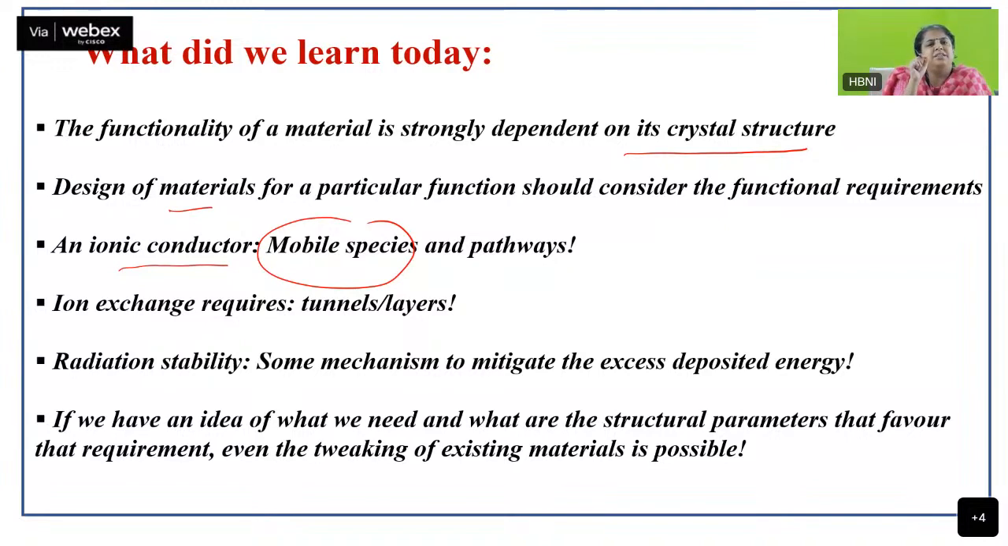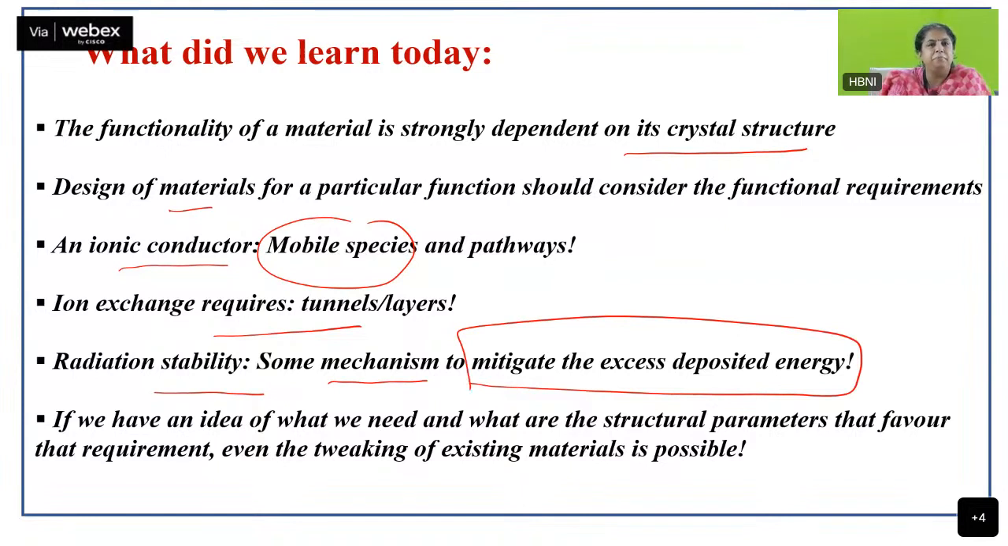So this little understanding will help you understand what you want from your material, and that will help you design your material in a better way. Ion exchange requires either tunnels or layers, some space where your ion can move. Radiation stability, phase transition borderline structure was one such criterion by which you could ensure the mitigation of deposited energy. Howsoever, you need some mechanism. If it's not phase transition, it could be anything else, wherein that excess deposited energy can be mitigated.